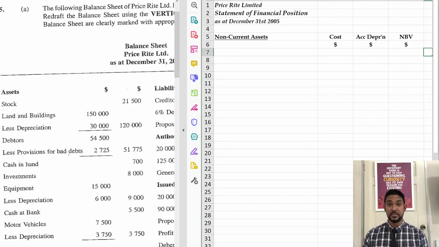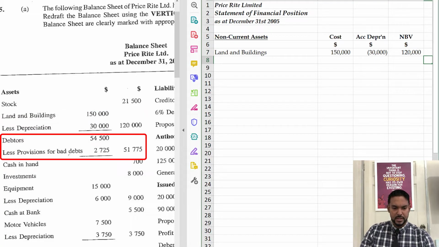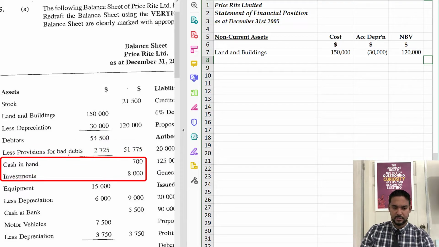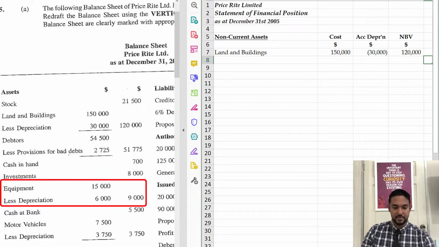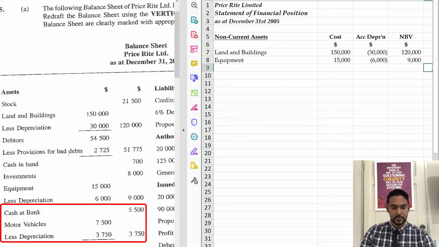Right, so let's take a look through this list of assets and see which ones are non-current. The first one I'm seeing as non-current is the land and buildings. We have 150 less depreciation of 30, giving us 120 as net book value. Debtors and provision for bad debts, so that's current, okay? Cash in hand, current. Investments, we'll come back to that. That has a question mark on it for me. Equipment, 15,000 less depreciation, right? Of course the depreciation is a dead giveaway. Only non-current assets are depreciated. Next we have, no, not cash in bank, motor vehicles, less depreciation, 3750.